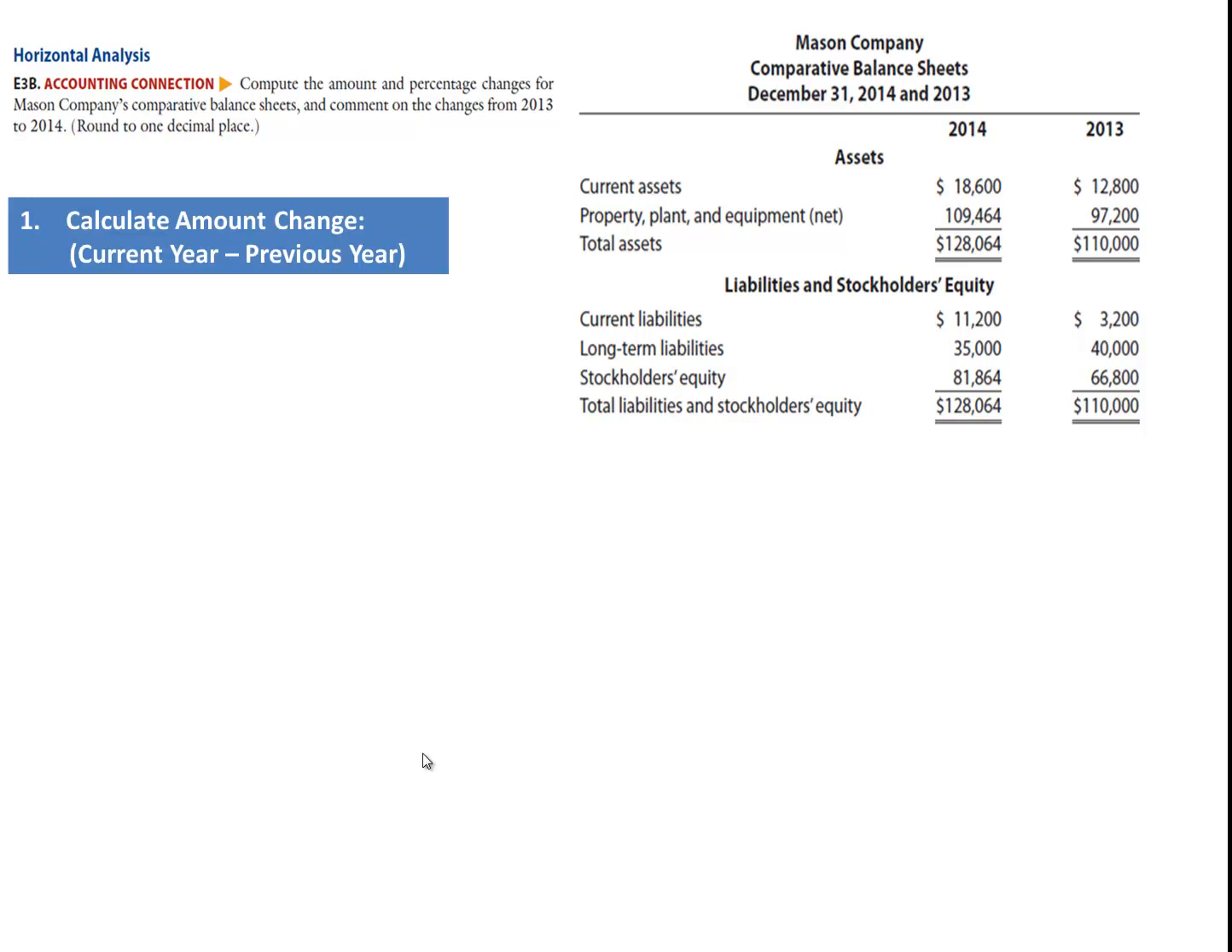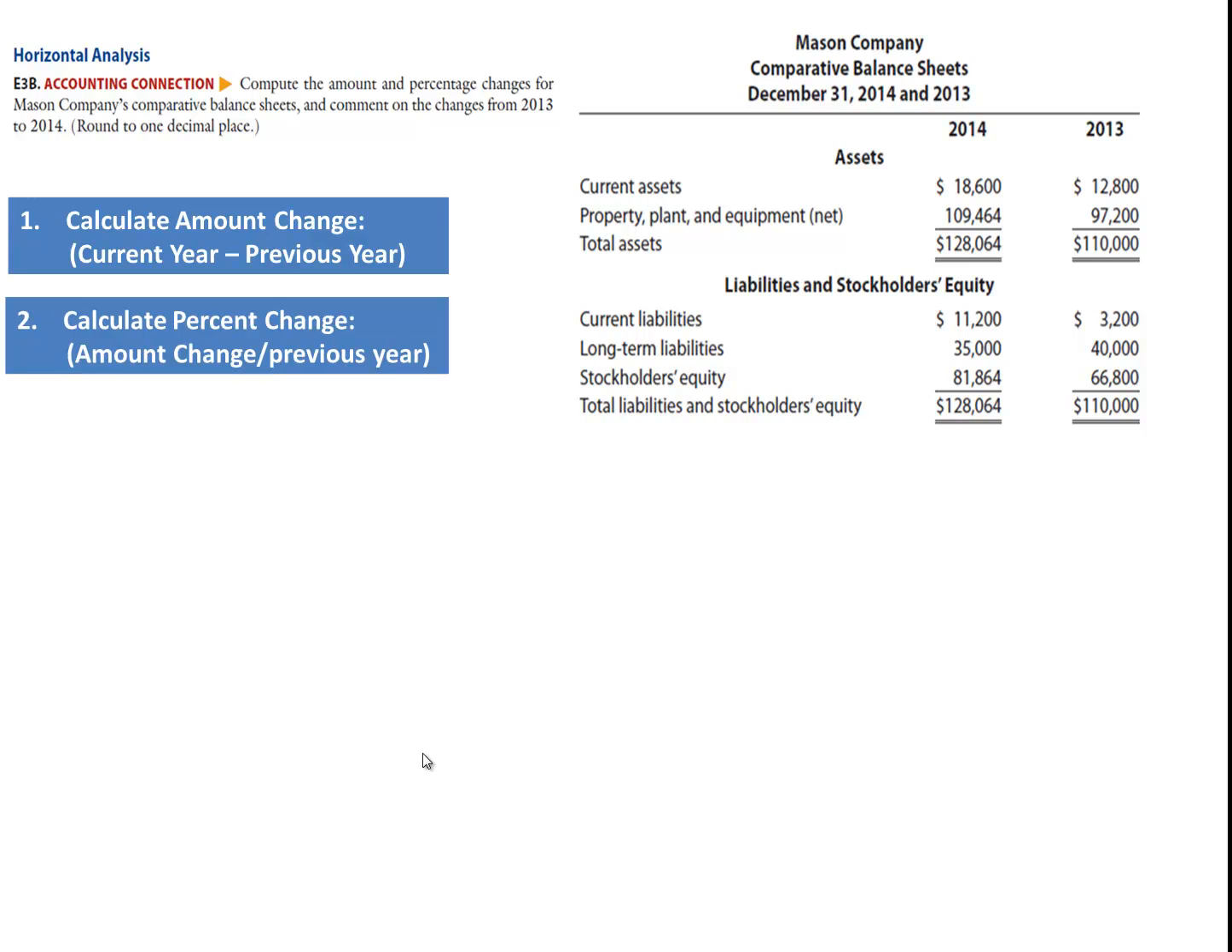So in a horizontal analysis, the first thing we have to do is calculate the amount of change, which means we take the current year minus the previous year. In a horizontal analysis, we're only comparing 2 years, whereas in trend analysis, we're doing 3 or more years. After we calculate the amount of change, the difference between 2013 and 2014, then we have to calculate the percent change. The percent change is the amount of change divided by the previous year.